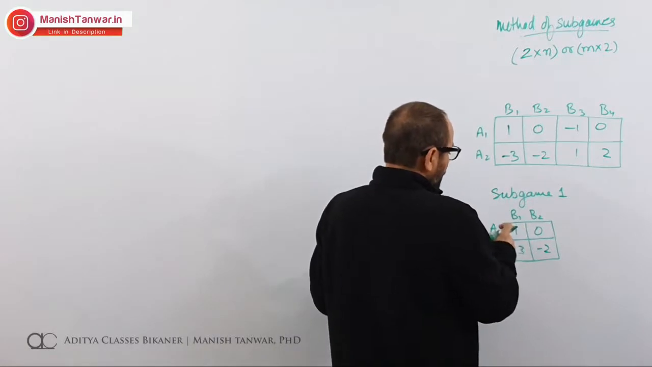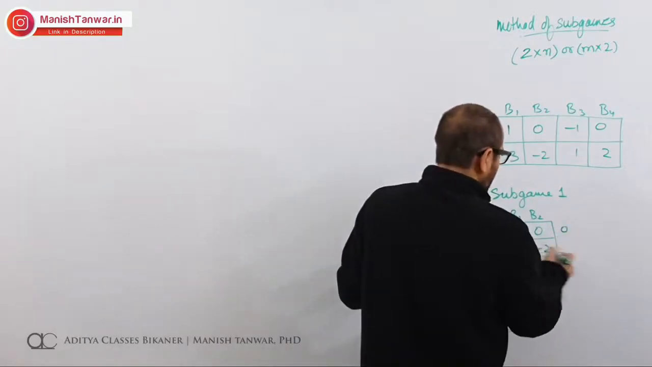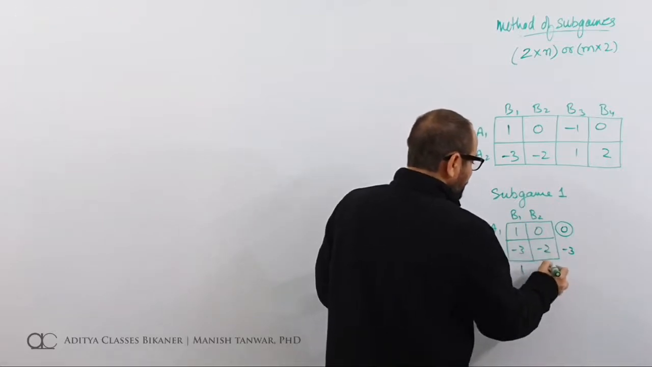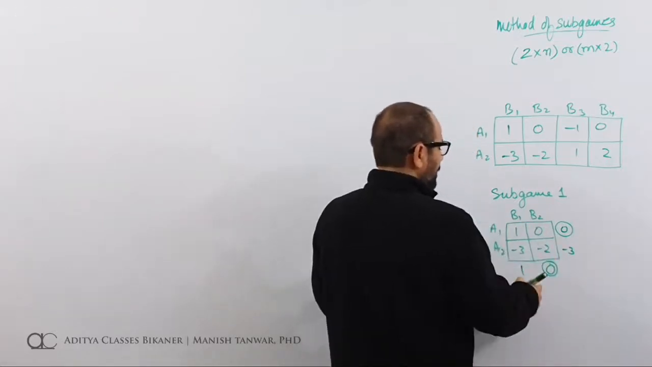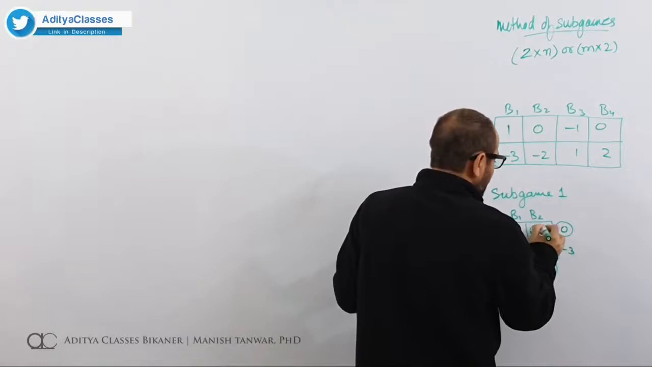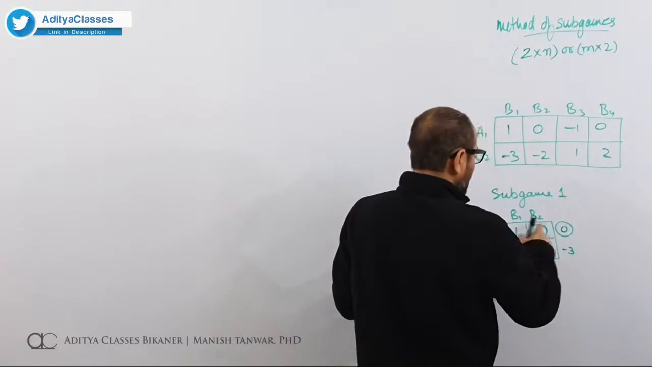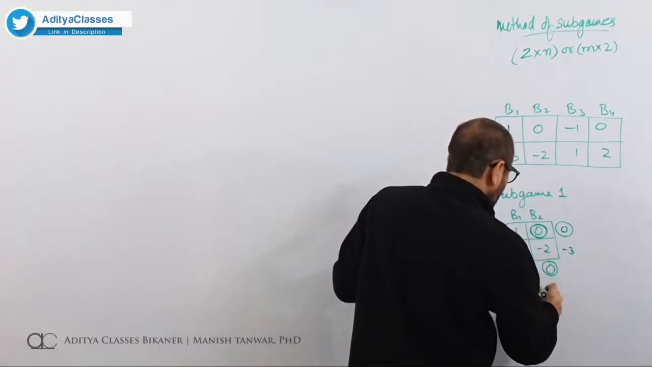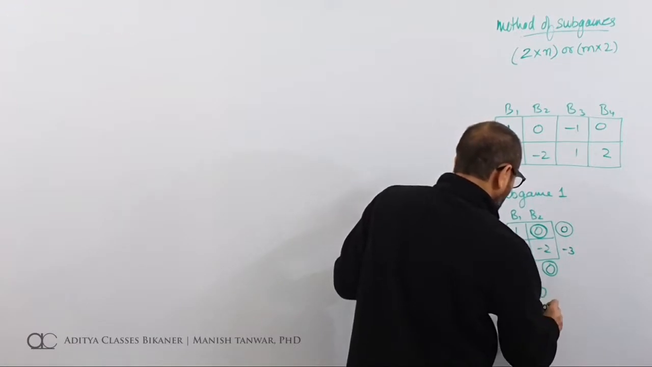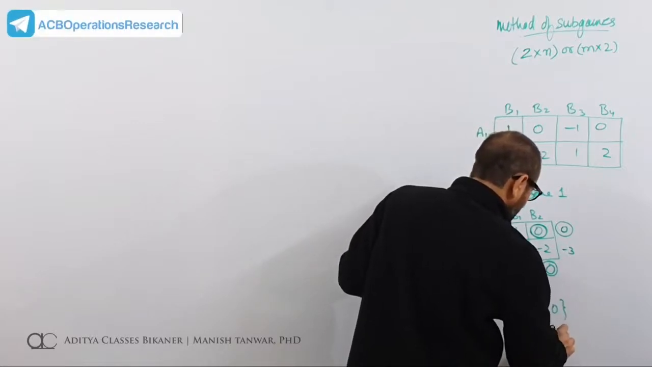So A plays maximum from minimums. Minimum, minimum and maximum. Maximum, maximum and minimum. So as far as subgame 1 is concerned, it has a saddle point. It is a stable game. The saddle point is at A1, B2. So the value of game would be 0, and strategies would be, for A, 1, 0, and for B, 0, 1.